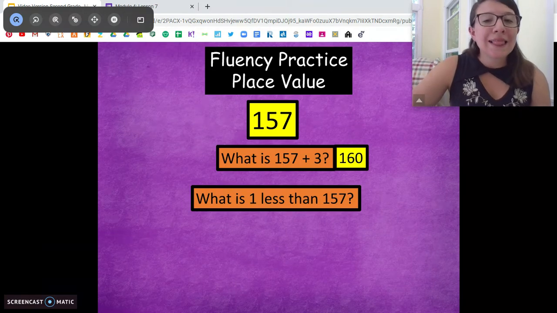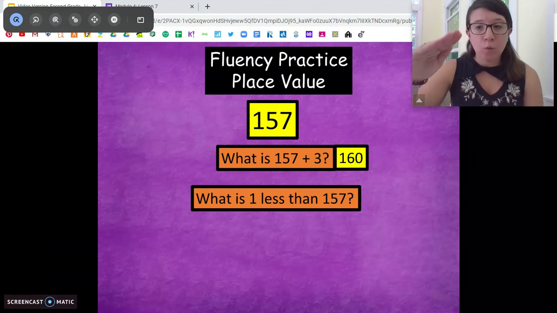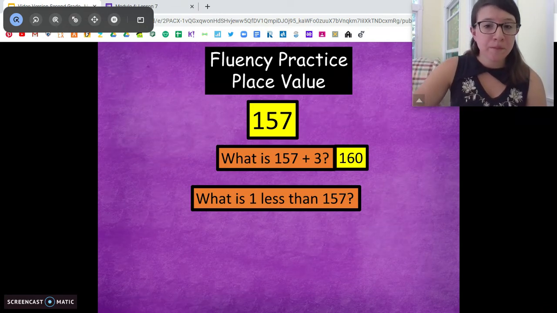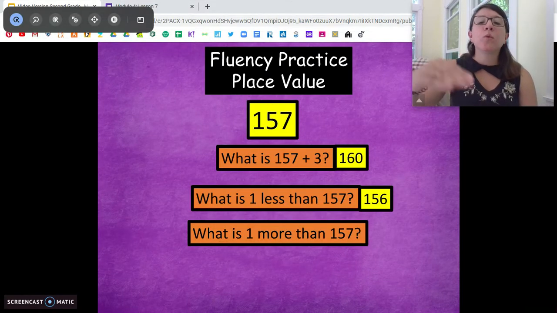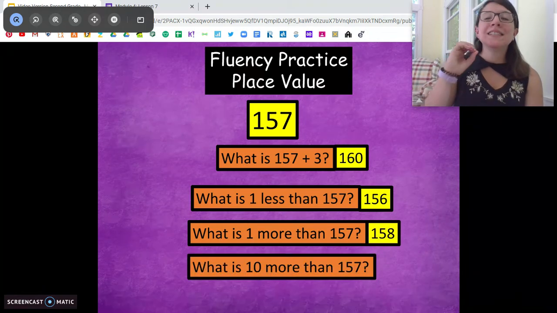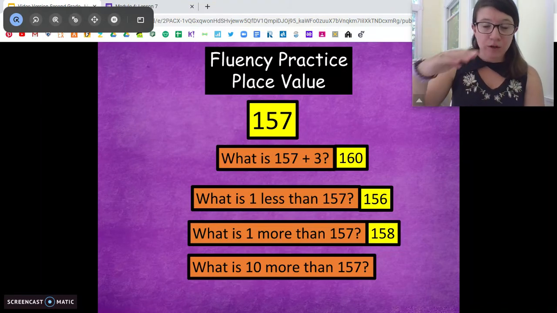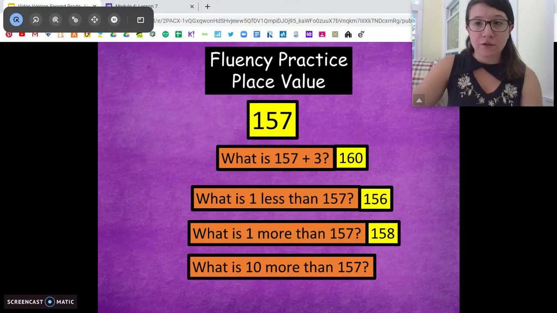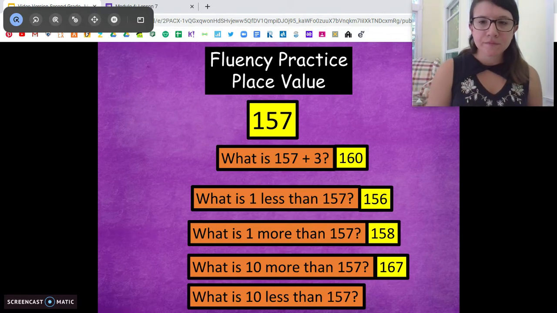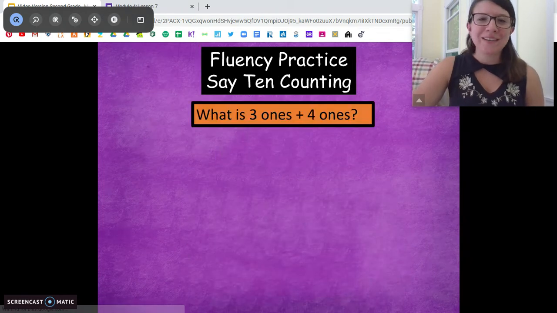What is 1 less than 157? 1 less. Just 1. 156. Awesome. What is 1 more than 157? 158. Very good. What's 10 more than 157? We're changing that tens place now. 10 more than 157? 167. Very good. What about 10 less than 157? Just changing the tens place, we get to 147.